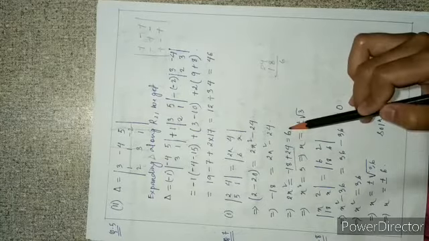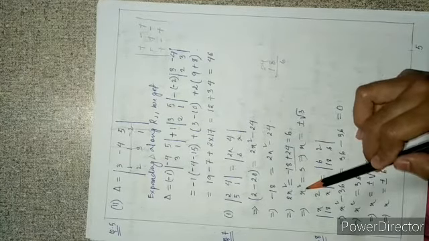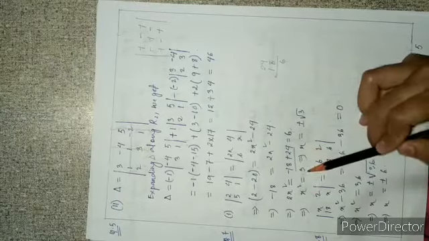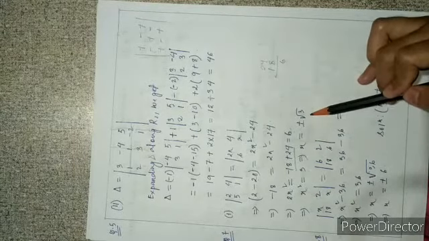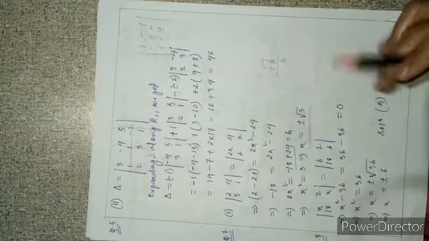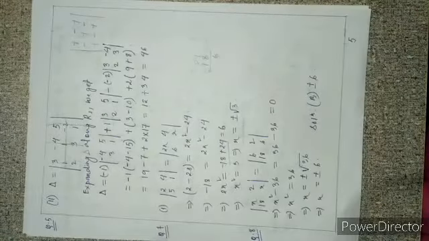This gives 6. Dividing 6 by 2 gives 3, so x square is 3. So x will be equal to plus minus root 3. The possible values of x are plus minus root 3.